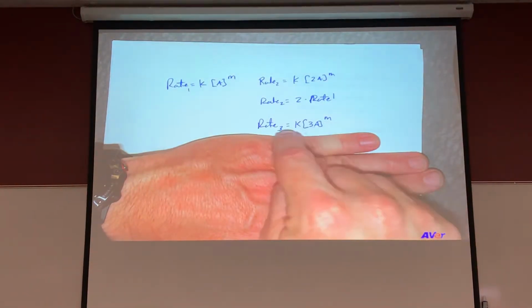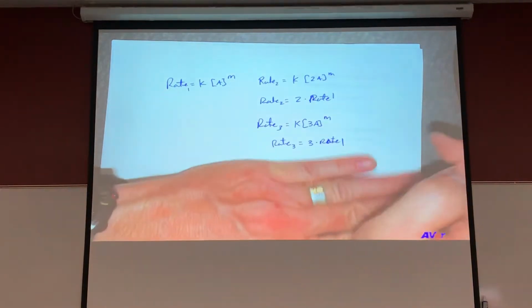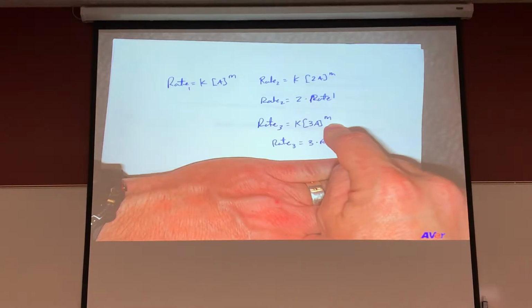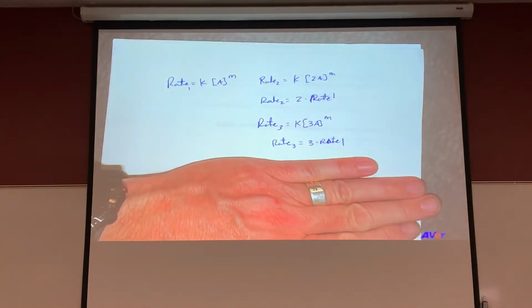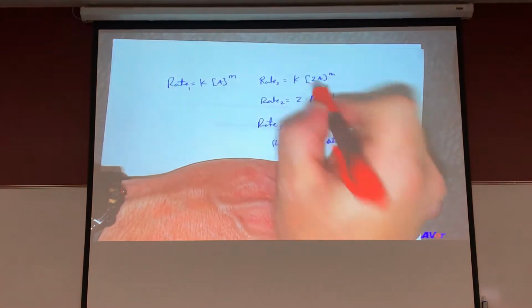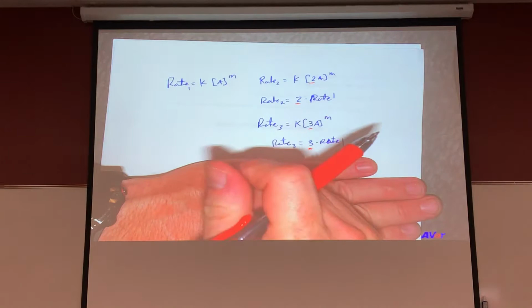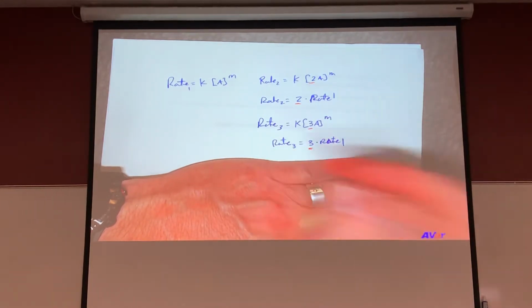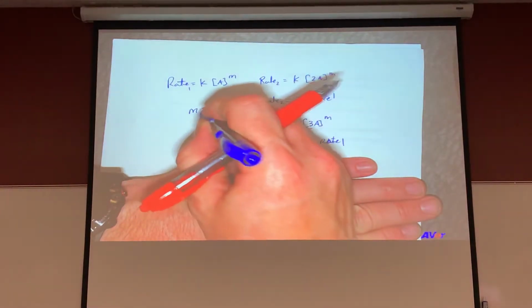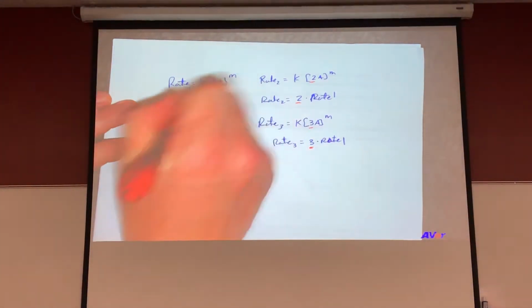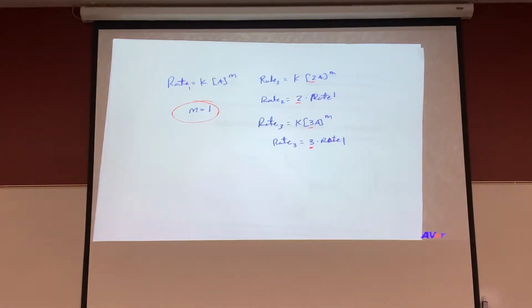Okay. If you triple it, and I tell you that rate 3 is 3 times rate 1, the value of m is 1. So when it tells you proportional change, if you double it and it doubles the rate, if you triple it and it triples the rate, that's your proportional change. So in this case, m would equal 1.